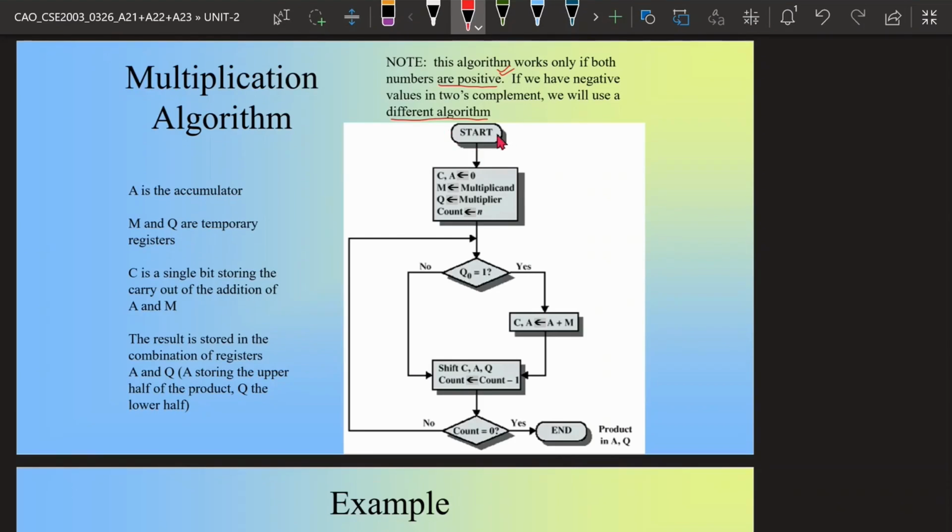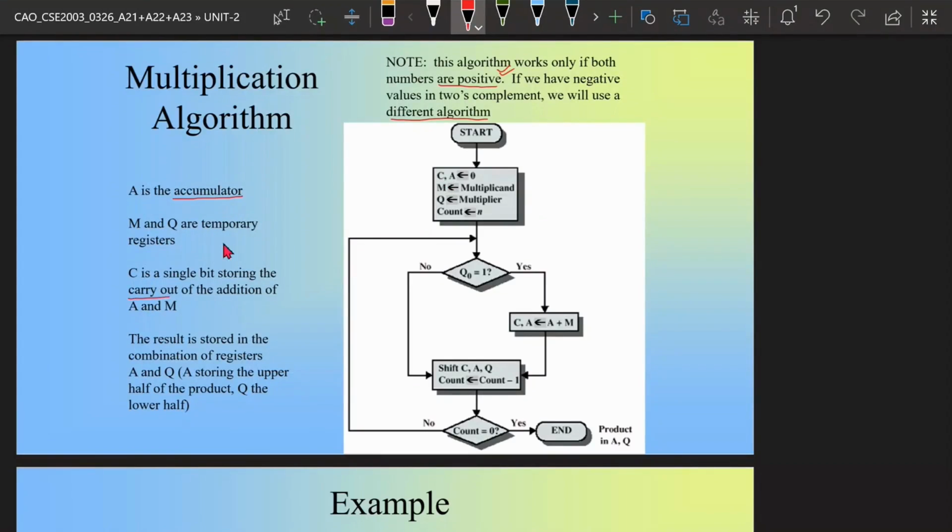The first will be start. After starting, there is a statement box. In the statement box, basically we are going to initialize these different registers. In that there is an A register. This A register is an accumulator. Basically we are going to perform this with the help of a processor, so we should be considering the registers related to the processor. Here A is the accumulator and C is the carry. This is basically the carry out.